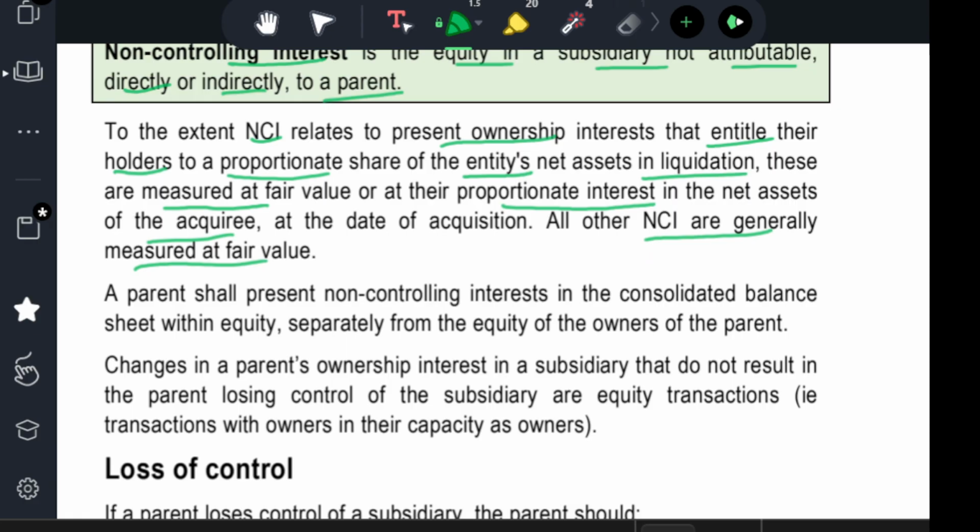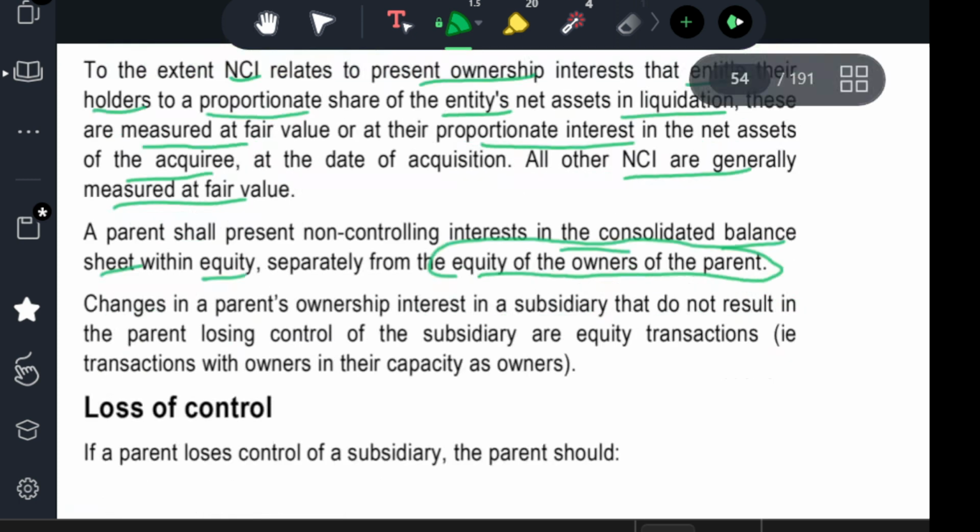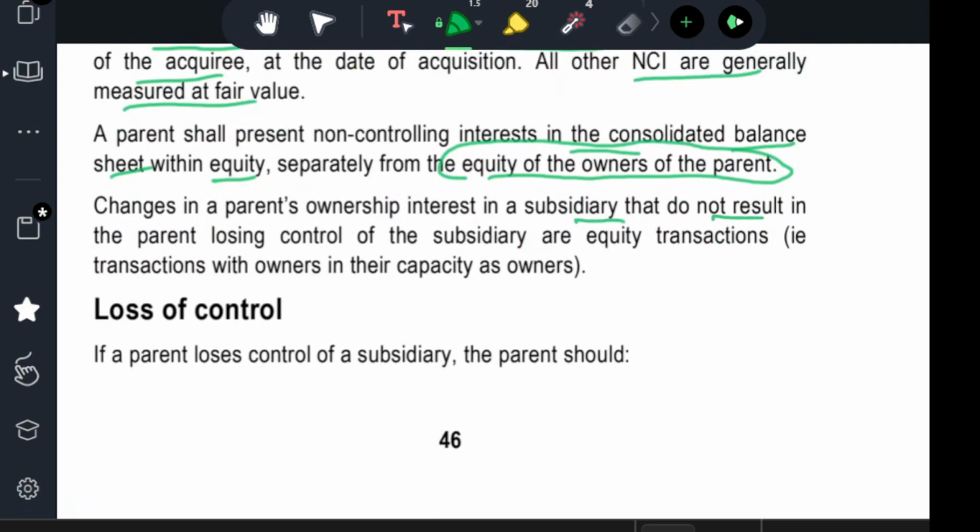No, when I made the 10,000 rupees investment, what is the current market value of the business? If not, what is the book value of the business? That is the fair value. The parent shall present non-controlling interests in the consolidated balance sheet within equity, separately from the equity of the owners of the parent. Changes in the parent's ownership interest in a subsidiary that do not result in the parent losing control of the subsidiary are equity transactions, that is, transactions with the owners in their capacity as owners.